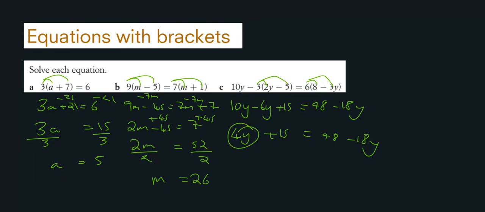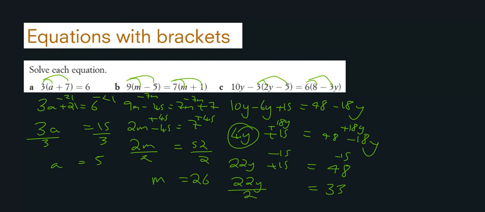This is the largest, so we're going to add 18y to both sides, because that's the inverse operation here. So we can collect like terms. 18y plus 4y is 22y, plus 15 is equal to 48. Subtract 15 from both sides to get 22y is equal to 33.